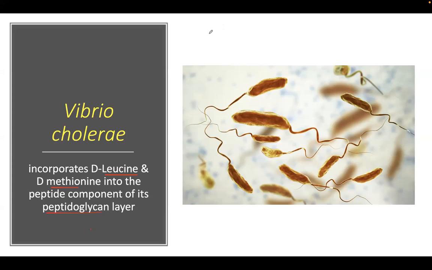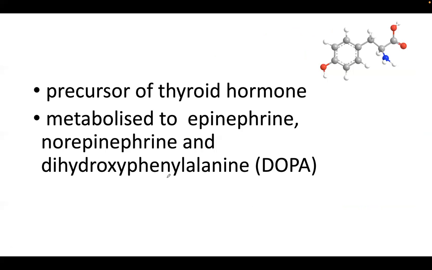Now you have to remember, gram-positive bacteria have a very thick peptidoglycan layer, and this is responsible for giving the gram-positive stain of that bacteria. Gram-negative bacteria, on the other hand, such as Vibrio cholerae, have a thin peptidoglycan layer. Okay, so please remember that.